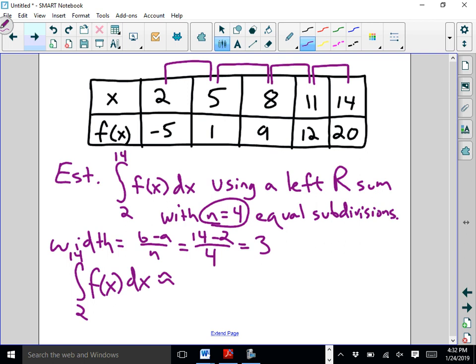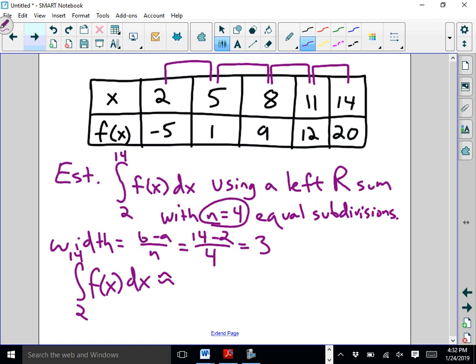Okay? So here's the question. Here's how we do this. Our integral from 2 to 14 of f of x dx is going to approximately equal all of these rectangle areas. So what's the base of the first rectangle? Well, the base of the first rectangle stretches from 2 to 5. That's a base of 3. And in fact, I already calculated that in my width section, right? So I know the area of my first rectangle is 3.